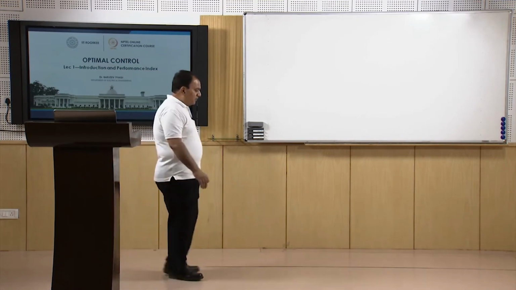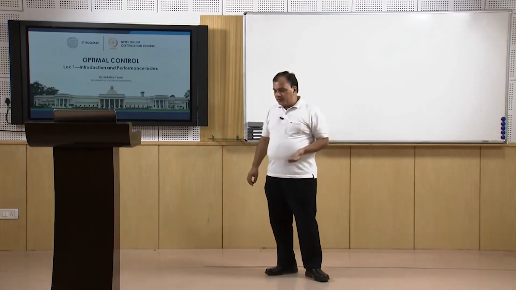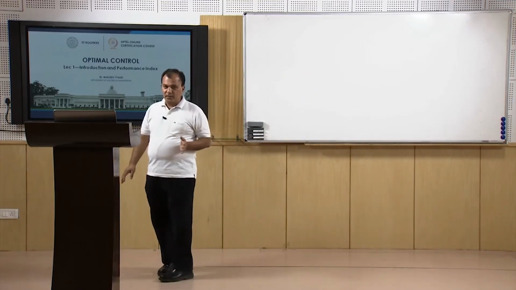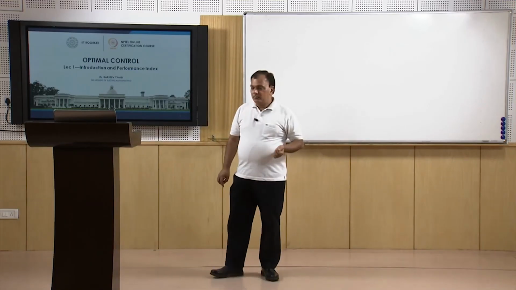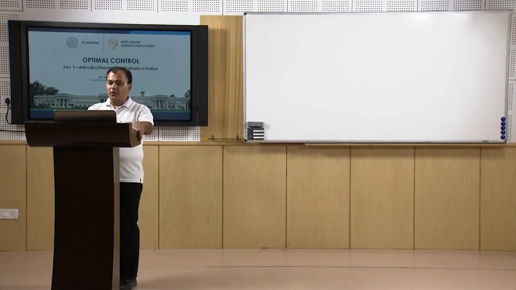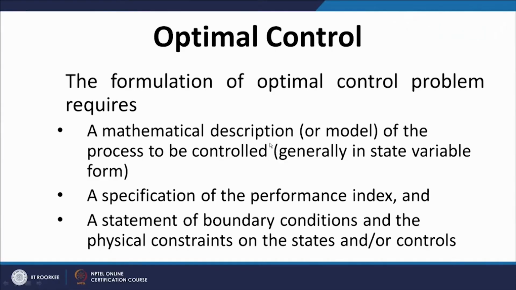So, the first step in an optimal control problem is, first of all, we have to formulate the problem. How to formulate a problem, we will see, but in formulation of the optimal control problem, first of all we must know the mathematical model or the mathematical description of the process which we want to control, and normally this modeling we will have in a state space form.